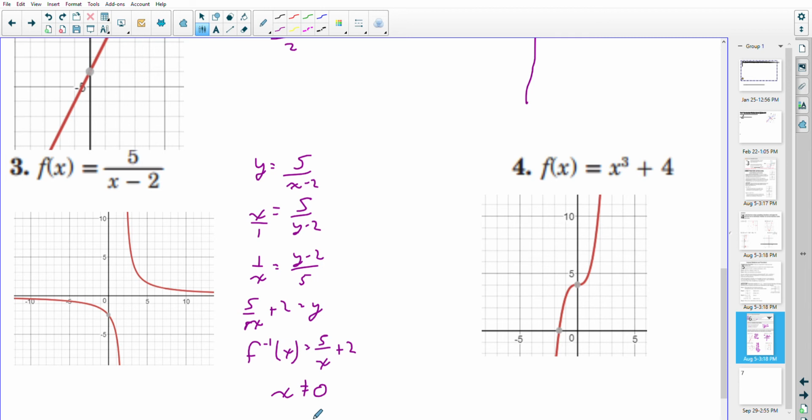So to find the inverses, you replace the x and the y, you solve for the new y, replace it with f inverse of x, and then you're going to state any restrictions on the domain.